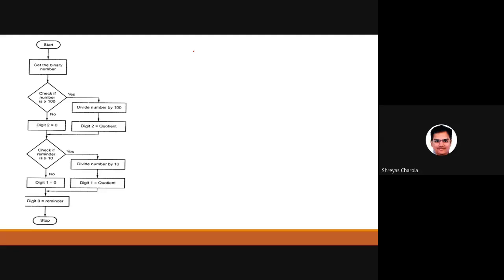First thing is very clear. Let's suppose at location 6000H I have data 138. Let us assume this is the data. So the first thing I'll always do is LDA 6000H. That means the data present at that location will be in the accumulator.